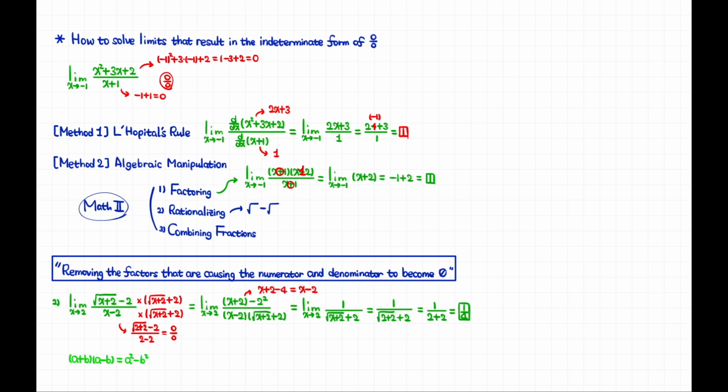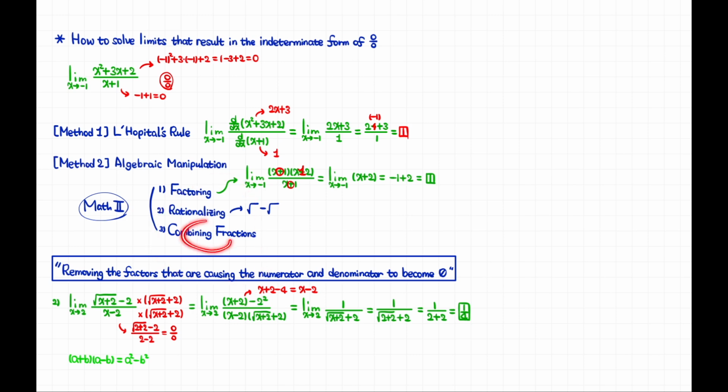That is why the second method matters. So especially if you're aiming for a high score, you have to be flexible and able to apply these algebraic manipulation techniques when L'Hopital's rule isn't an option. So yeah, that's just the reality of this topic, I guess.